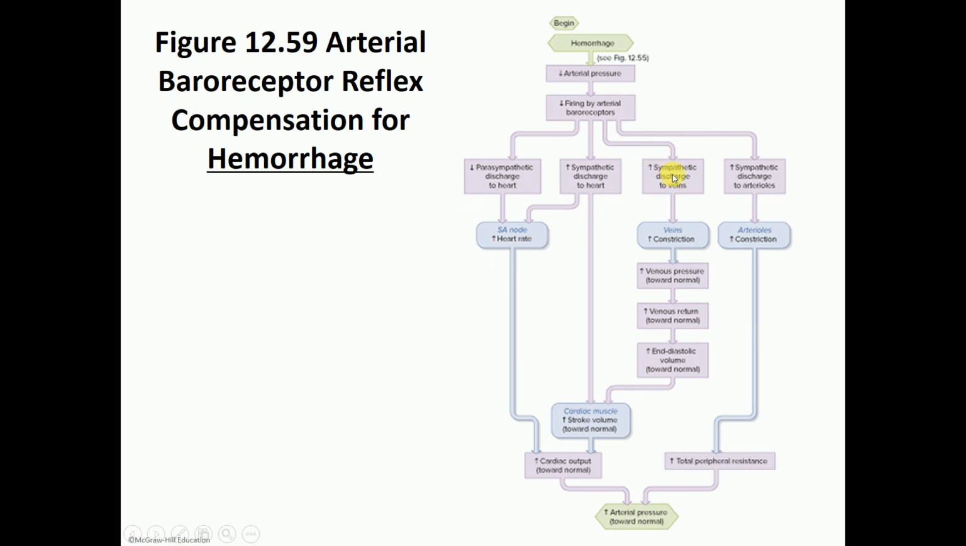It will also increase the sympathetic impulses to the veins and arterioles, which will lead to their constriction. And remember, when you constrict arterioles, you're increasing the peripheral resistance, which increases blood pressure. And when you constrict veins, you're increasing the venous return to the heart, which eventually increases the stroke volume. All of these changes combined, increase in heart rate and increase in stroke volume, which obviously translates into an increase in cardiac output, plus the increase in peripheral resistance, all of those would increase your blood pressure back to normal.